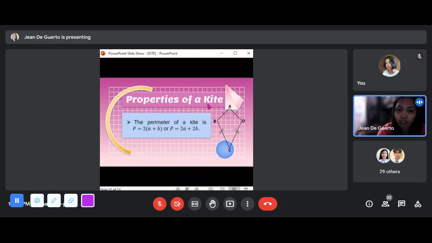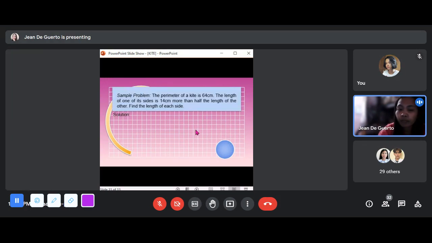Okay. Then the last property is the perimeter. So, as you all know, perimeter is the distance around a polygon. So, basically, you just add the measurements of the sides of our polygon. So, the formula for the shorter method, okay, our formula for the perimeter of a kite is twice the sum of the two sides, two non-congruent sides. Okay? Or you have perimeter is equal to 2a plus 2b.